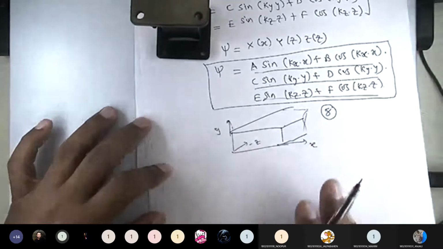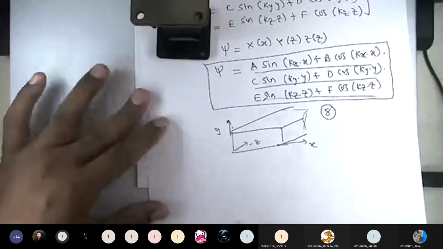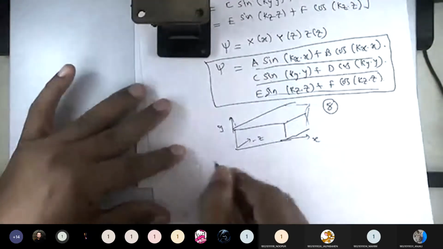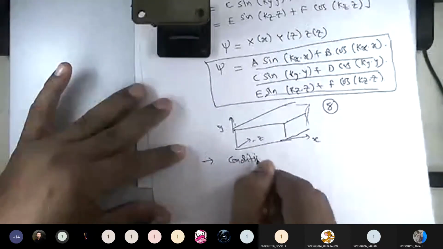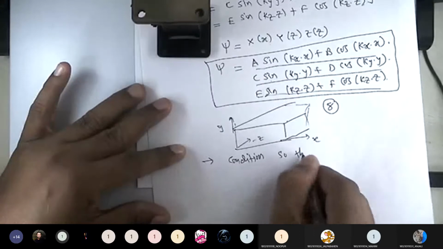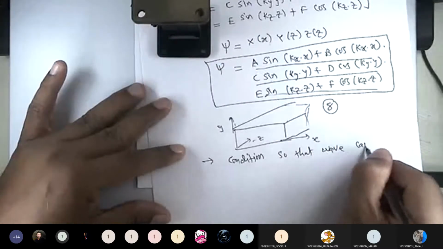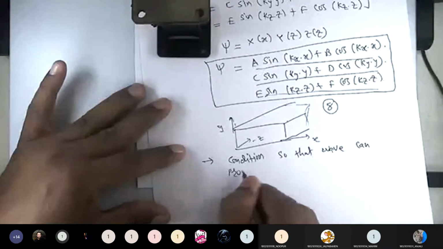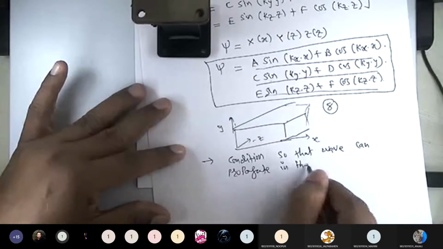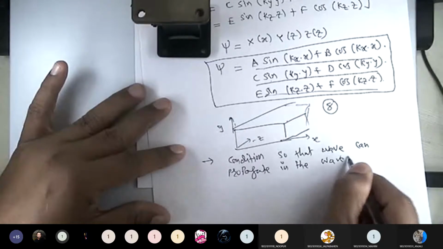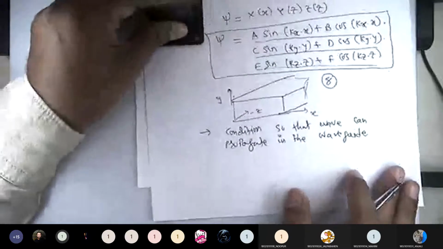So our first objective here is to first find out the condition. So what is the condition so that the wave can propagate in the waveguide? So what is the condition? Are you getting? So that is our next target.